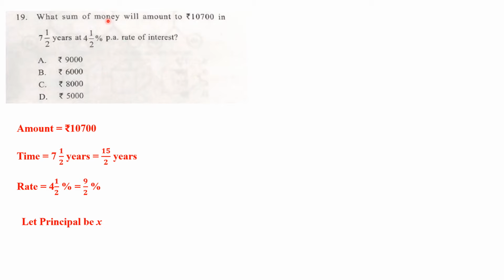So let the principal be x, and we know that the simple interest formula is P into R into T by 100. So from here, I will find the value of interest, but the interest will come in terms of x because this principal is unknown, right? So if I put the values, my principal is x, rate is 9 by 2, and time is 15 by 2, and this complete you have to multiply by 100. Now if you reduce it, 5 times 3, 5 times 20, and this will further give you 27x by 80. So this is your simple interest.